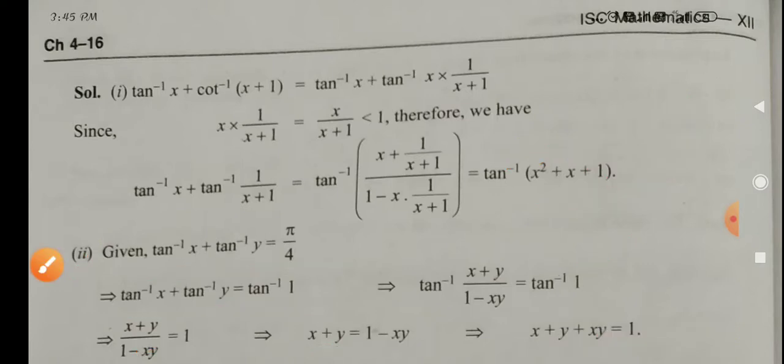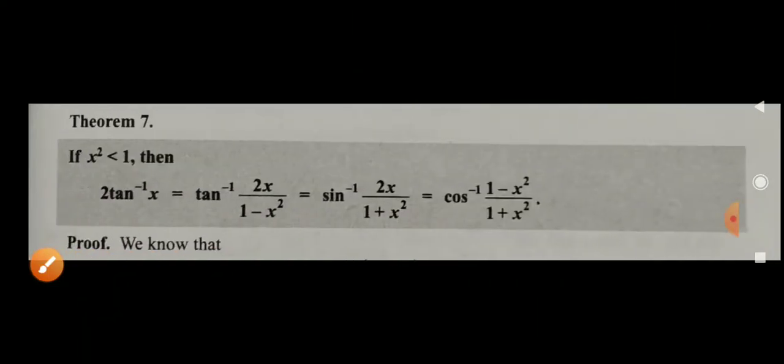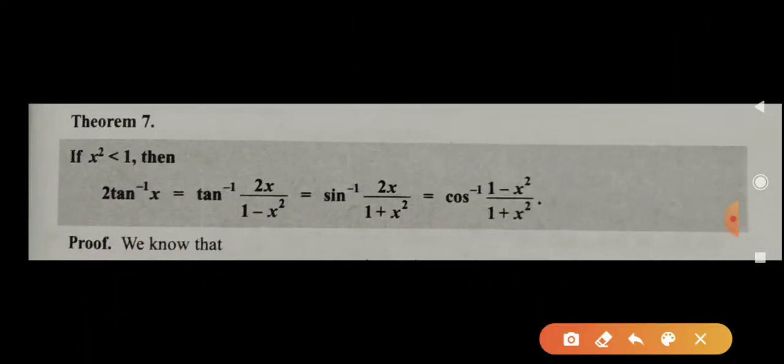Now the next theorem is coming, theorem number 7. If x square is less than 1, it is written; the condition you have to keep in mind. Without the condition you cannot apply these properties which I am telling.